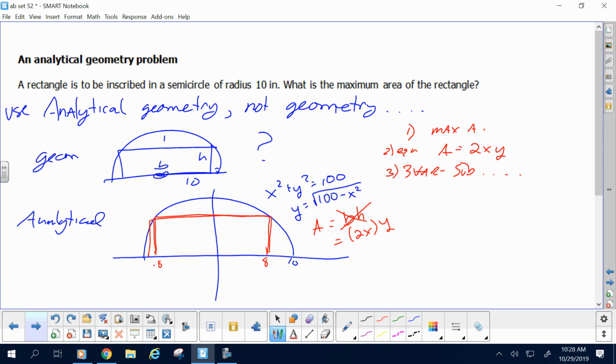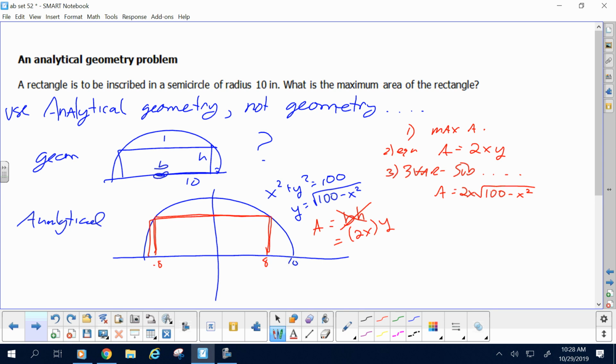So what's another relationship between the area besides the area? Oh, y equals the square root of 100 minus x squared. Yeah, area is 2x times the square root of 100 minus x squared. Now this does take calculus skill.